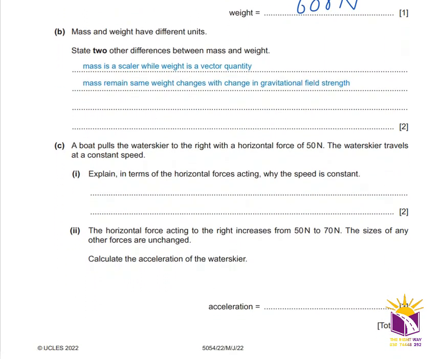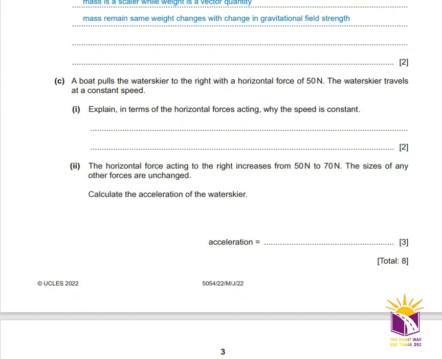Part C. A boat pulls the water skier to the right with a horizontal force of 50 Newton. The water skier travels at a constant speed. Explain in terms of the horizontal forces acting why the speed is constant. If the speed is constant, then there will be no acceleration. No acceleration means that the force acting in the forward direction is equal to the force acting in the backward direction, or we can say that the resultant force is zero.